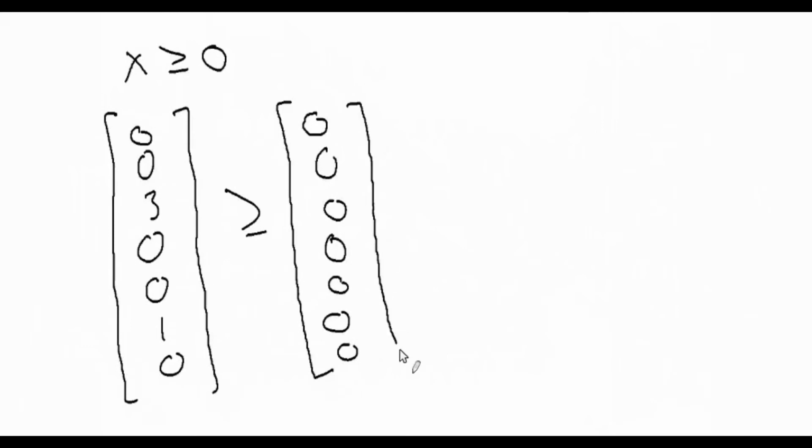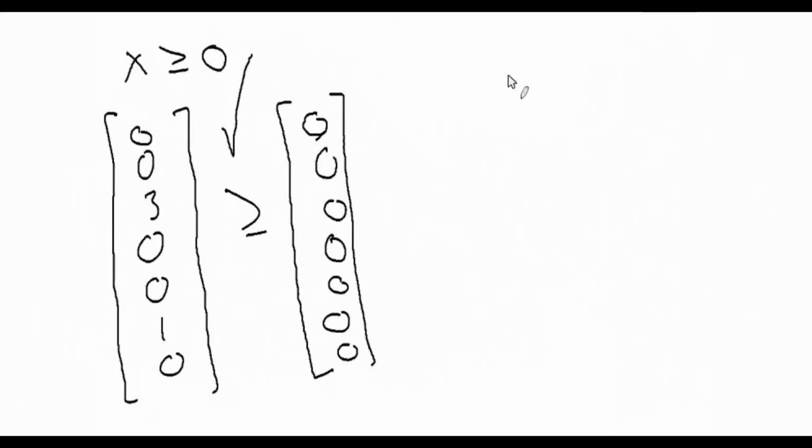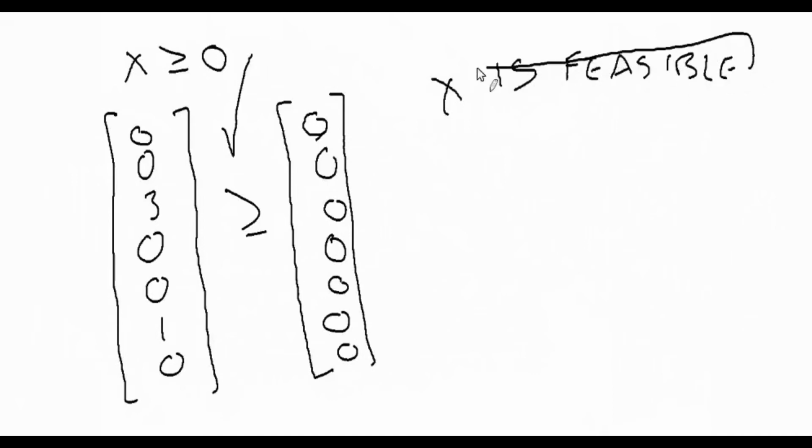So x is greater than or equal to 0. Check. X is feasible. We are now 2/3 of the way to being done, with a really poorly drawn box there, but you can still read it. X is feasible. So the next thing we have to do is look, is X a basic solution? Is it a basic feasible solution?